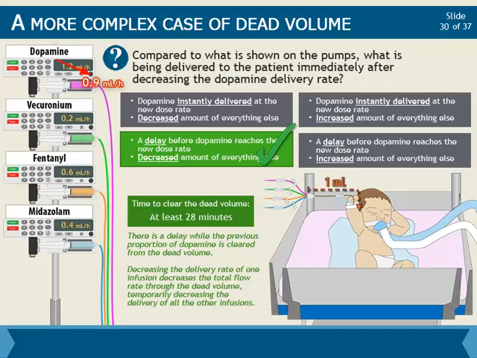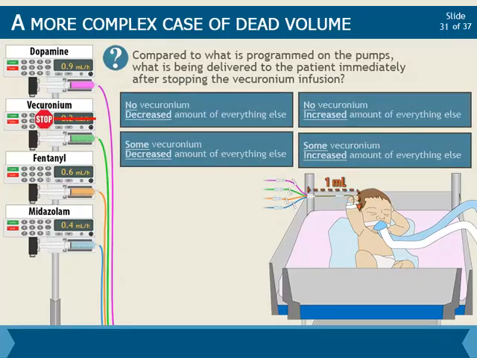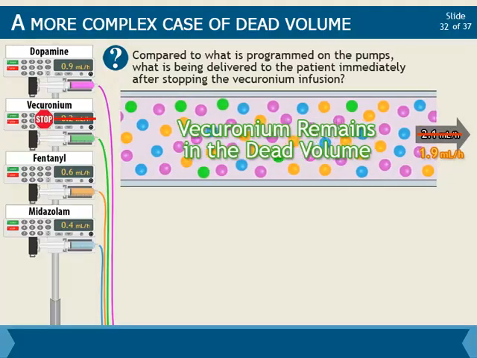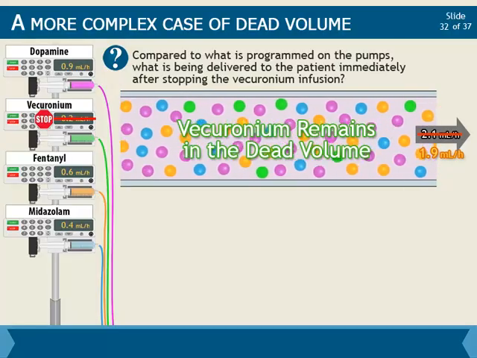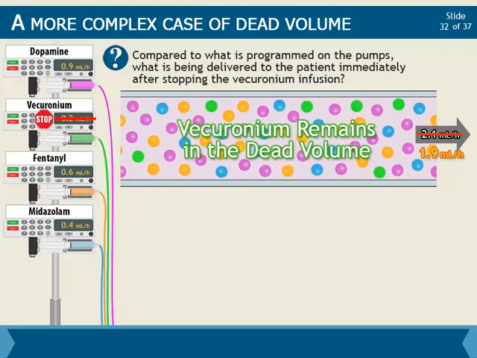That is correct. Finally, after some time, it is decided to start the process of easing the patient back to consciousness. So the vecuronium is stopped. Compared to what is programmed on the pumps, what is being delivered to the patient immediately after stopping the vecuronium infusion? Despite stopping the vecuronium pump, vecuronium remains in the dead volume and will continue to flow to the patient as it is cleared from the dead volume.